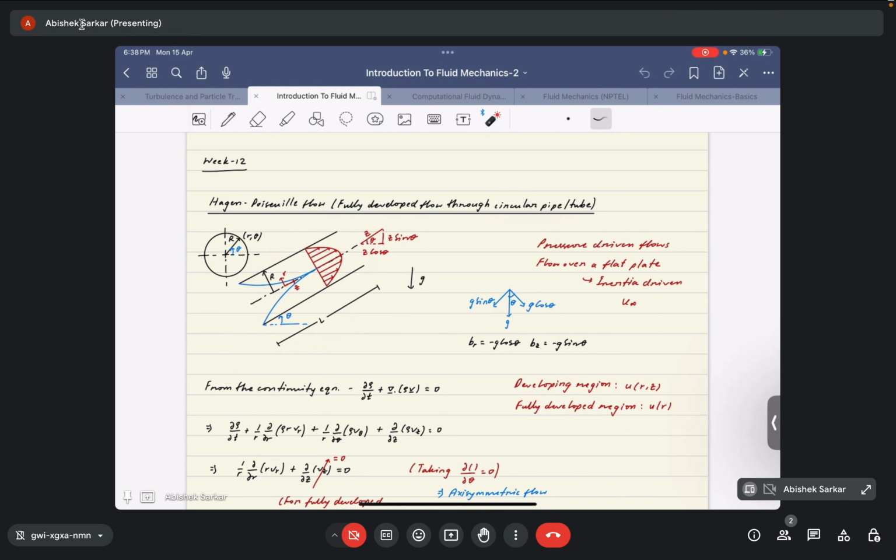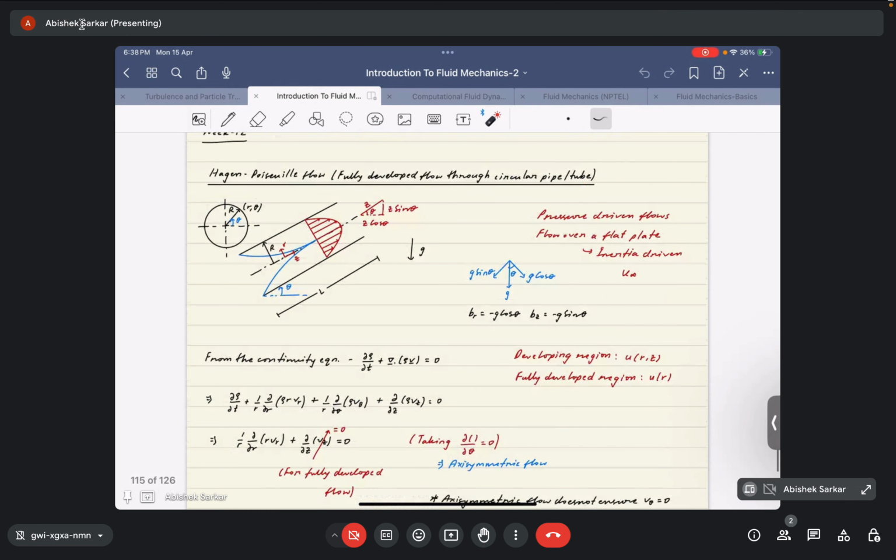So in the sense of simplifying the calculations or analysis, we will consider a fully developed flow. Okay, and the main difference is that in the case of the developing region, for this kind of flows, the velocity is a function of R and Z. Okay, but in the case of the fully developed region, the velocity is a function of R only. Okay.